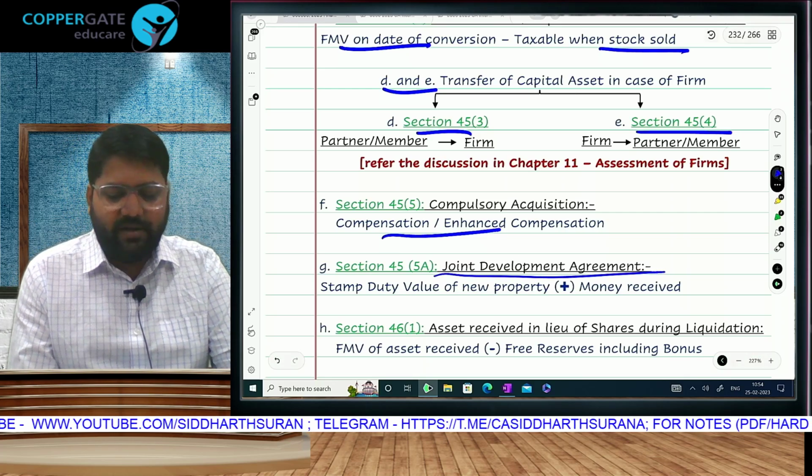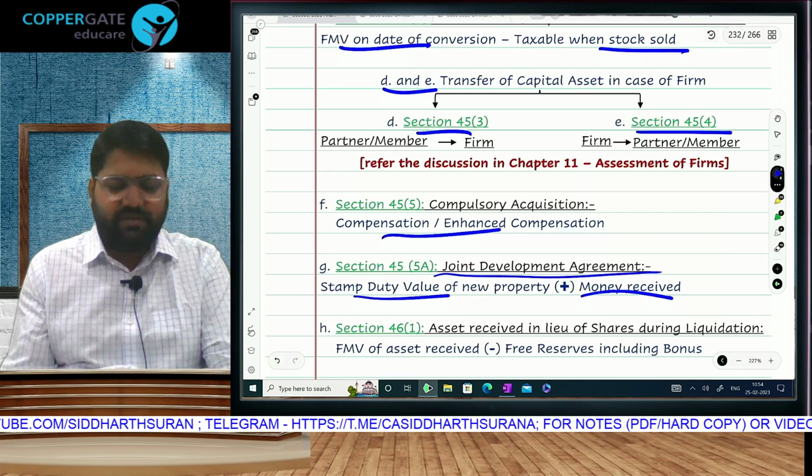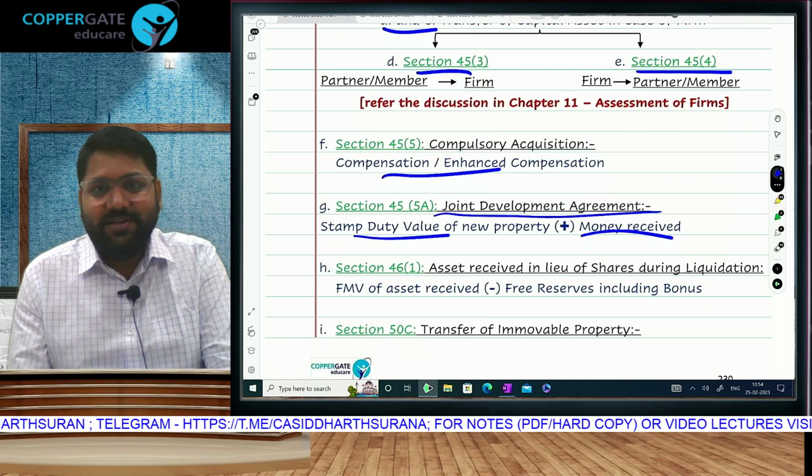In case of joint development agreement, redevelopment, the stamp duty value of the property that you receive plus the money that you receive in return will be taxable in the year of receiving completion certificate.